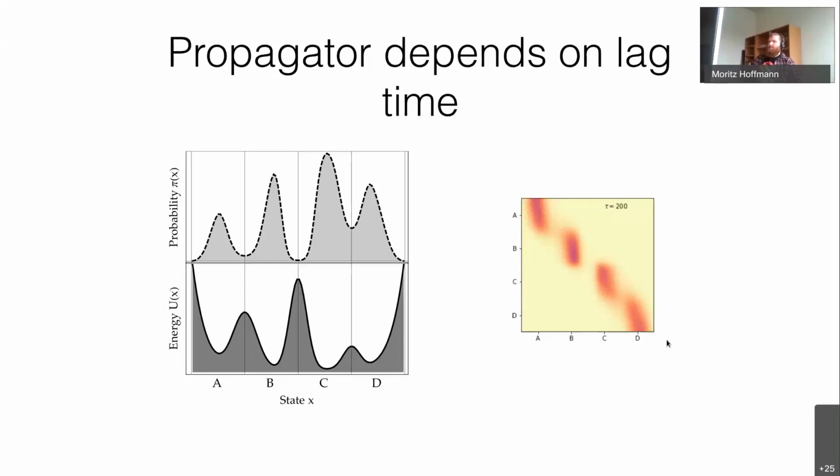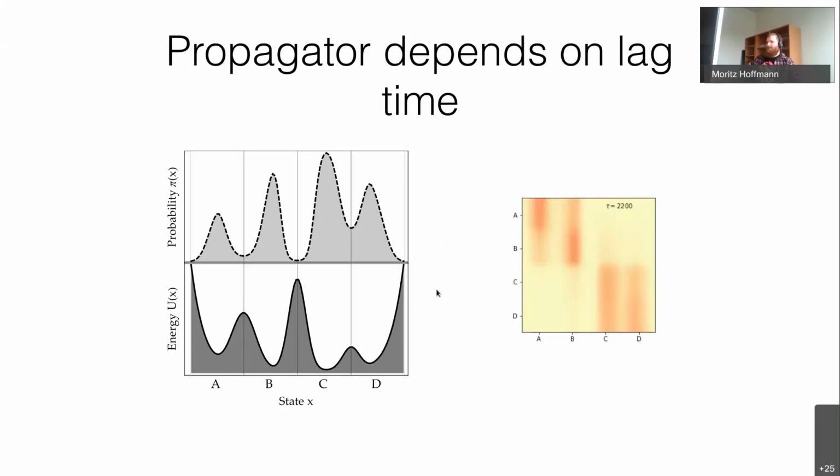Now, if we look at the propagator at a larger lag time, tau equals 200, then we have a different picture. So we would have a large density here around state A, and then eventually down here, if we go from left to right, you could imagine we would have a transition density between A and B, which is less than inside the potential well. And if you go even to larger lag times, then we don't even really see anymore the transitions between A and B, but only between AB and CD.